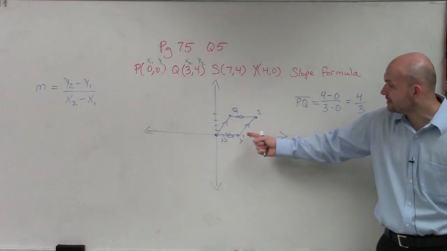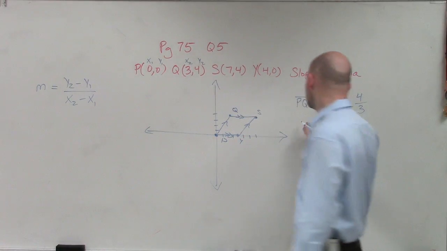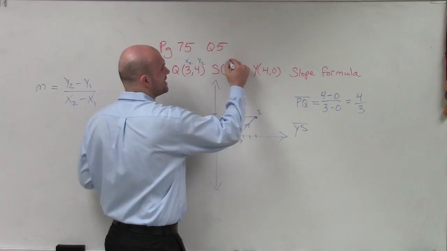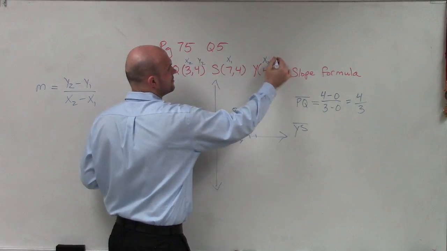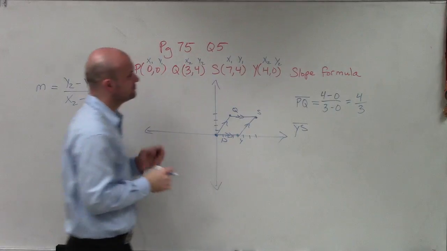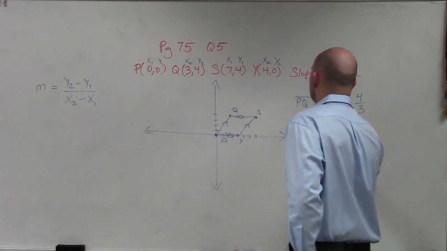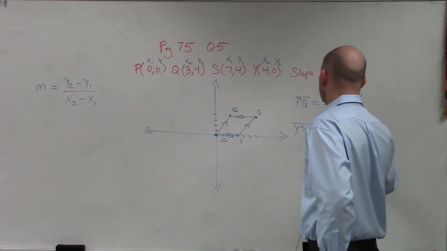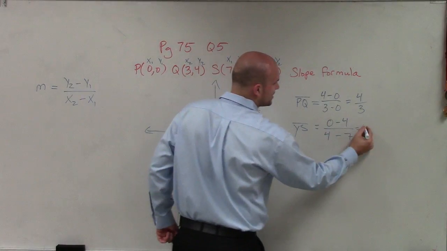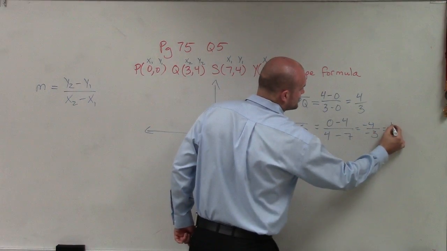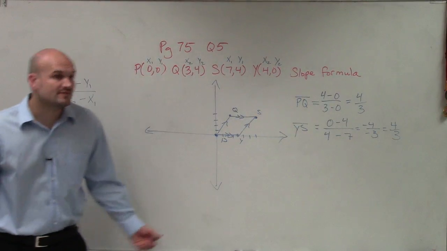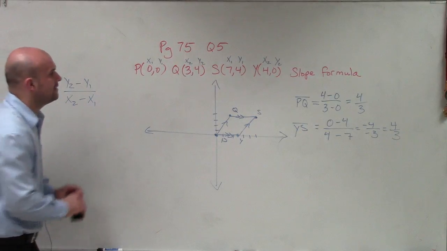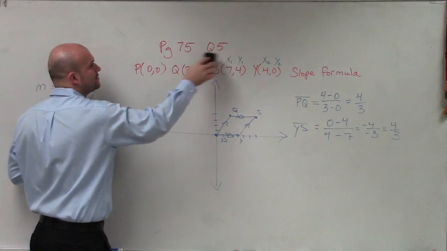Now I want to determine, all right, does YS have the same slope? So I'll label this as x1, x2, y2, y1. And therefore, I'll say 0 minus 4 divided by 4 minus 7. Well, that becomes negative 4 over negative 3, which reduces to 4 thirds. So do those have the same slopes? Yeah, of course they do, right? They're good. Now, let's do the same thing. I'll just erase these x1, y1 so I don't confuse myself.